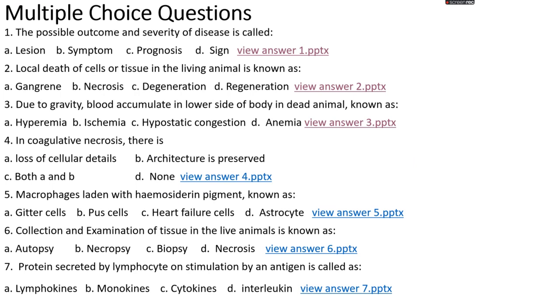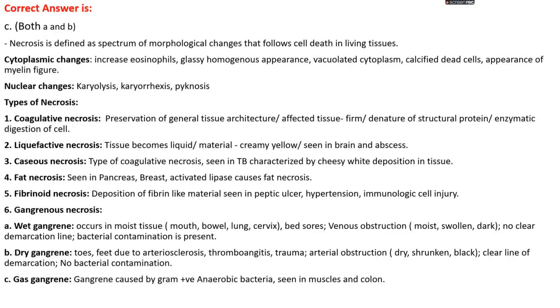Okay. Question number 4. In coagulative necrosis, there is option A, loss of cellular detail, option B, architecture is preserved, option C, both A and B, or option D, none. The right answer is option C, that is both A and B.